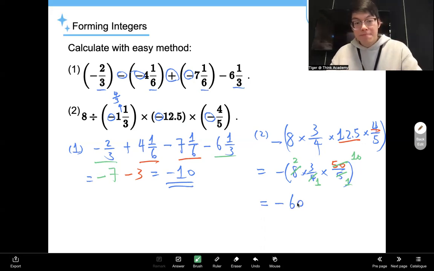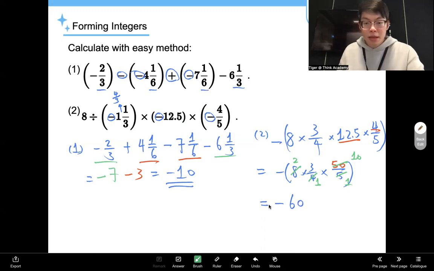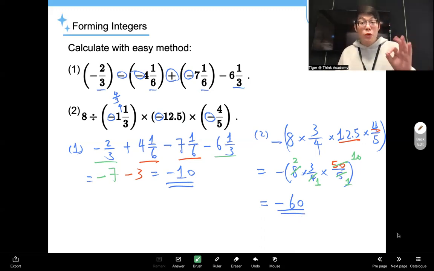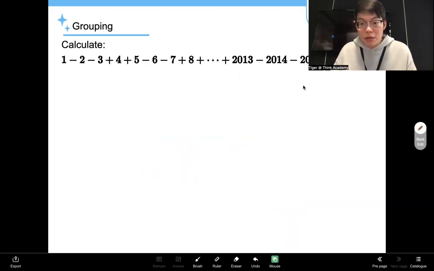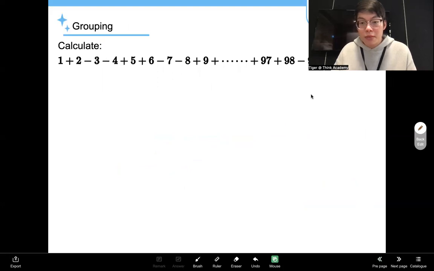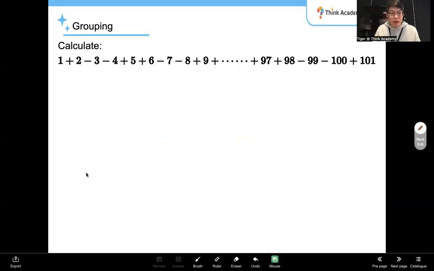Does it make sense? All right. So that's the answer to the second question. Now we are moving on to the last 2 questions, which are both making use of the grouping method. Oh, so this time I do need to shrink myself a little bit or put myself somewhere else. Right, I'm just going to put myself here.